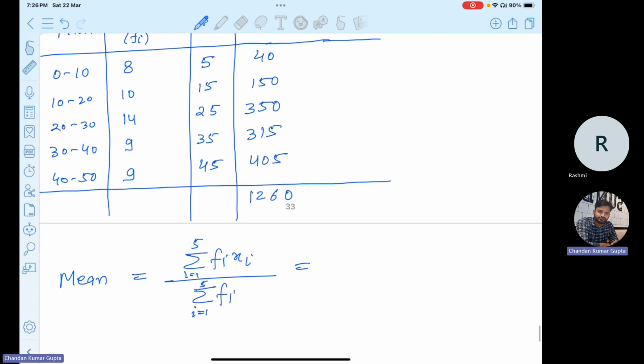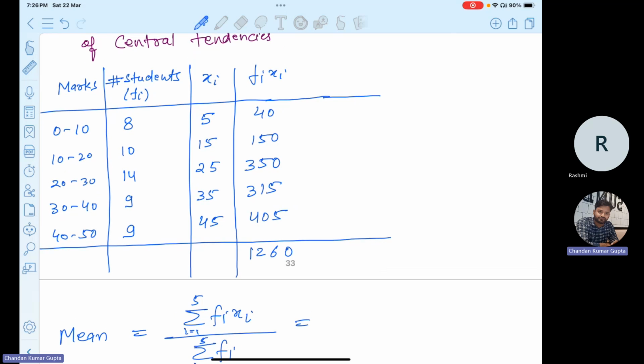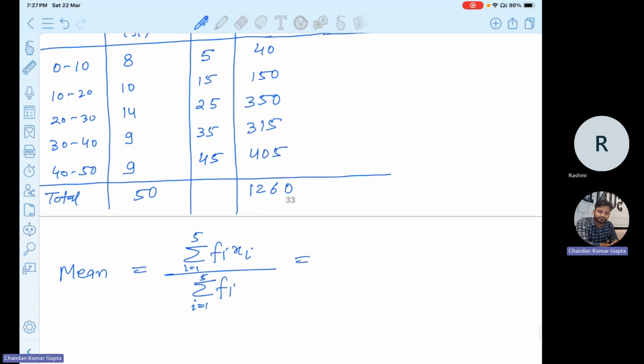The summation of FIXI is 1260, and the summation of FI is 8, 10, 14, 9, 9: 9 plus 9, 18, 18 plus 14, 32, then 42, then 50. So the total number of students is 50, and the summation of FIXI is 1260. Putting those values, 1260 divided by 50 comes out to be 25.2. Okay, so the mean value is 25.2.